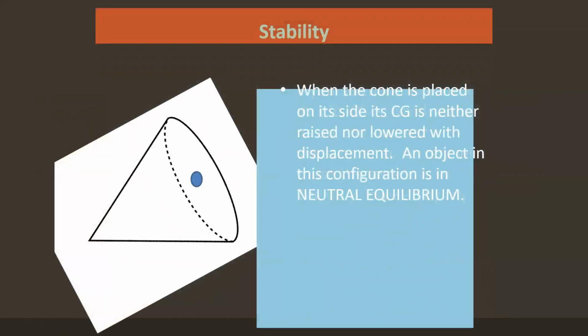When the cone is placed on its side, its CG is neither raised nor lowered with displacement, and an object in this configuration is in neutral equilibrium.